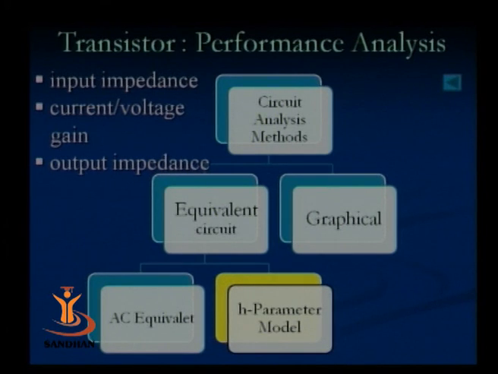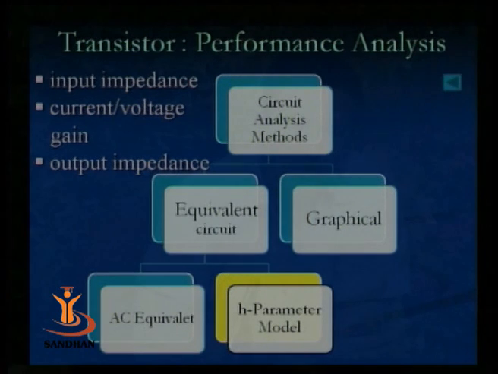Once again, in the graphical method, characteristic curves are used to find out the parameters, and that is somewhat tedious. We must have the corresponding characteristics for that transistor, either input or output, and from those graphs we are able to find out the H parameter values, or any other parameter values.